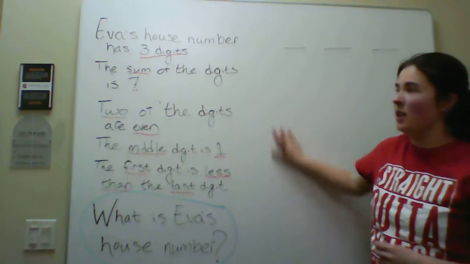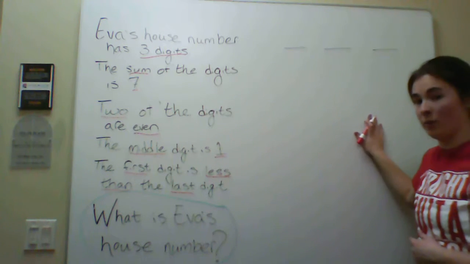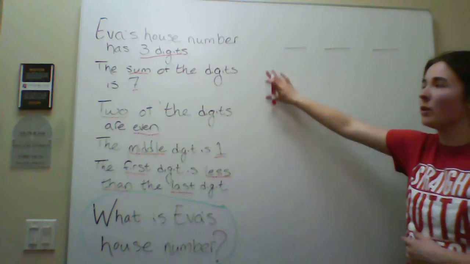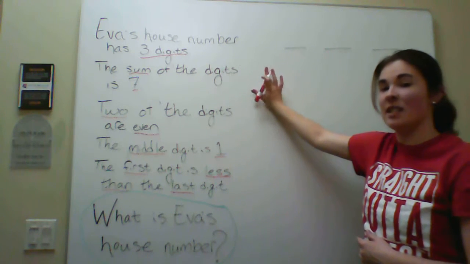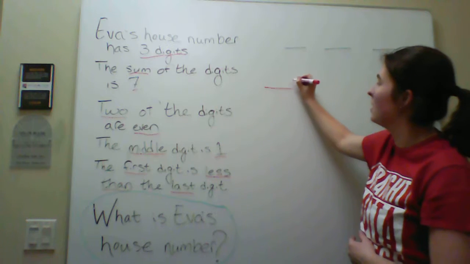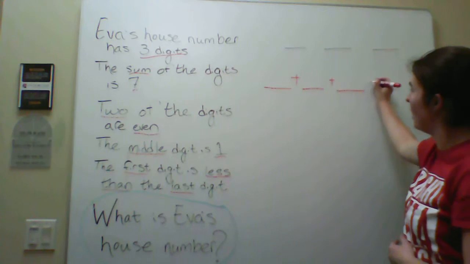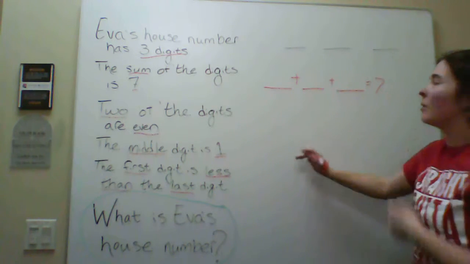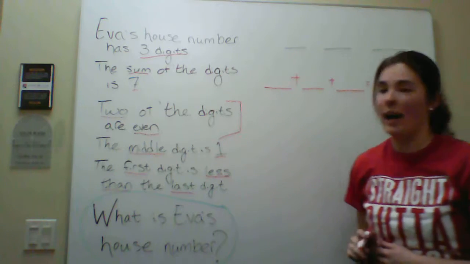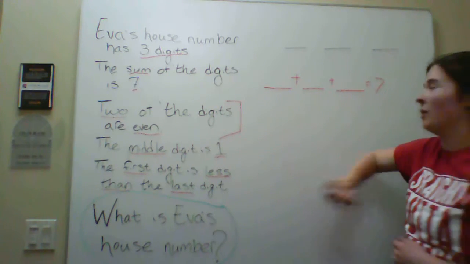So now that we have these underlined, we're going to come over here and solve this word problem. So we're going to take this first clue that the sum of the digits is 7. So we have to find blank plus blank plus blank that equals 7. Now we're going to skip this one for now, and we're going to come down here to this one. This is going to really help us.